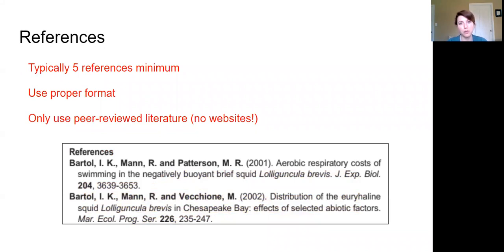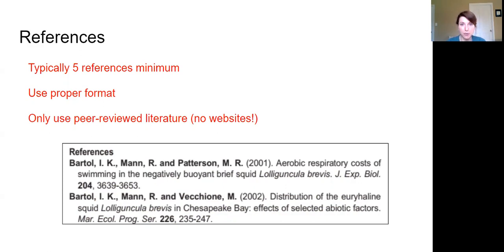So because you're using peer-reviewed literature both in the introduction and in the discussion, and probably a reference to the lab manual as well, you're going to want to make sure that you are using a proper format. This can look a little different depending on who you're writing a lab report for. Different journals have slightly different formats, but overall, you just want to be consistent with what you are using.